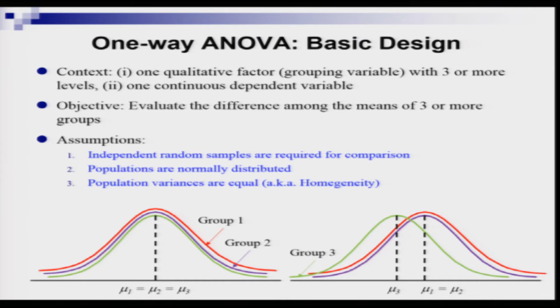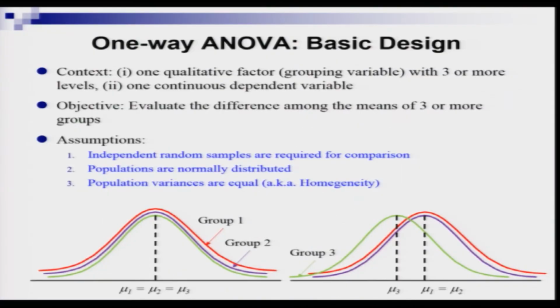Now, we move on to the second assumption, and that is relatively simple. I have to assume that populations are normally distributed. Then comes the third assumption, and that tells us that population variances are equal, and this is basically the homogeneity condition. So, now let us have a look at these assumptions by looking at a diagram.